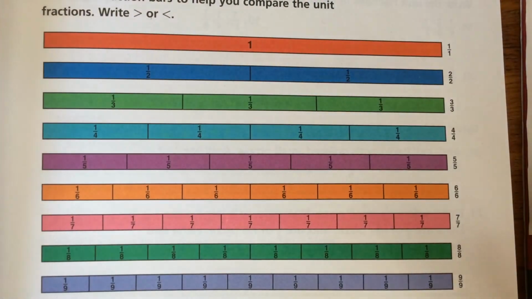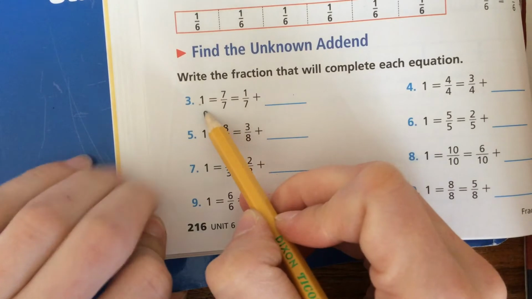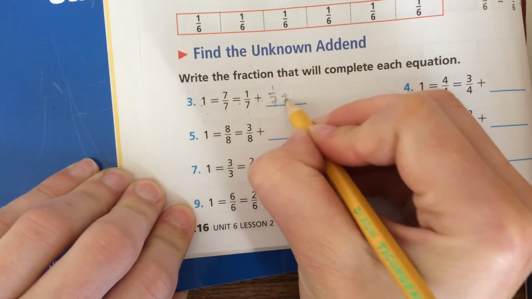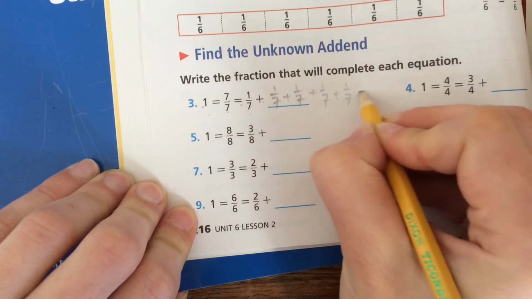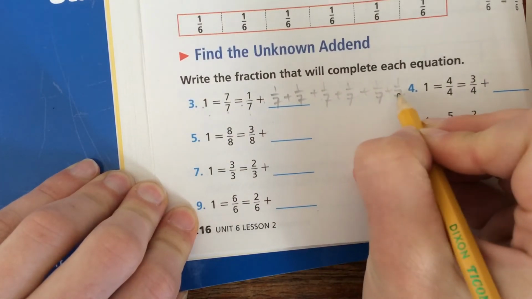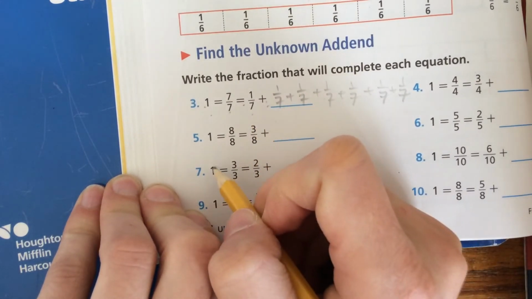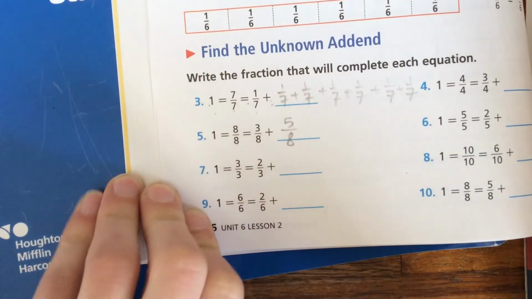There are some word problems over here on page 214. Over here we did something very similar in class. We have 1 whole, this is page 216, 1 whole equals 7/7, which equals 1/7 plus 1/7 plus 1/7 plus 1/7, 1, 2, 3, 4. I'm trying to get to 7: 5/7, 6/7, 7/7. Or you could even just have said 1/7 plus 6/7. 3/8 plus 5/8 equals 8/8.